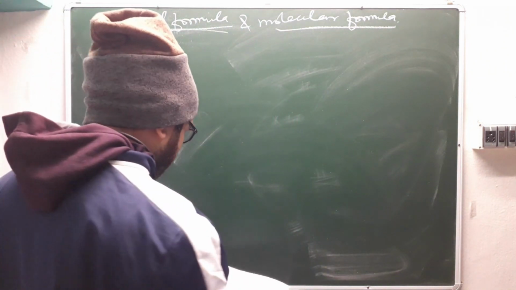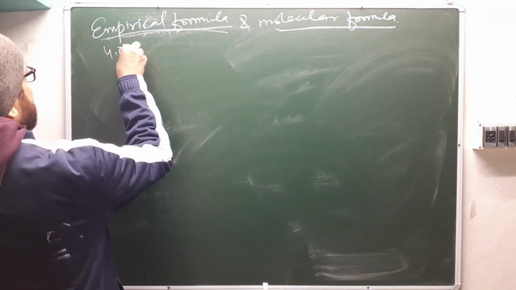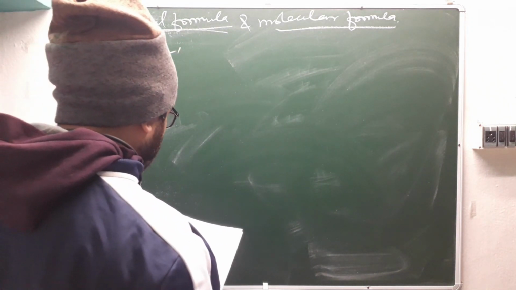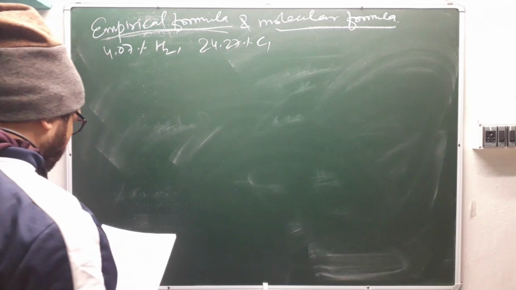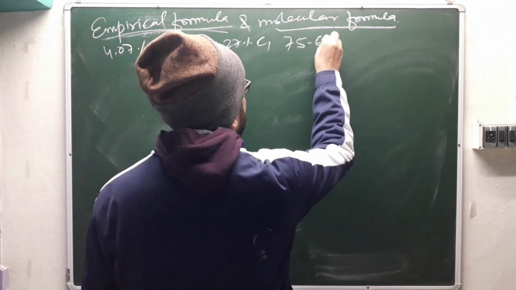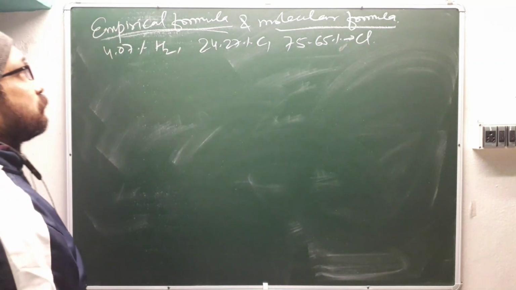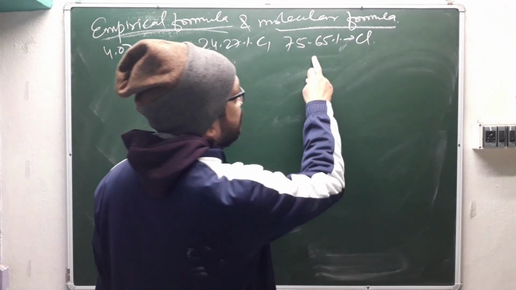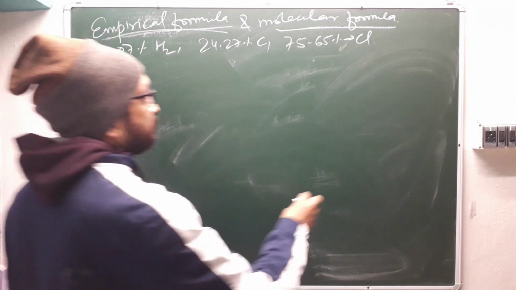Let me write the question. Based on that I will calculate. A compound contains 4.07% hydrogen, 24.27% carbon, and 75.65% chlorine. So 4.07% hydrogen, 24.27% carbon, and 75.65% chlorine.